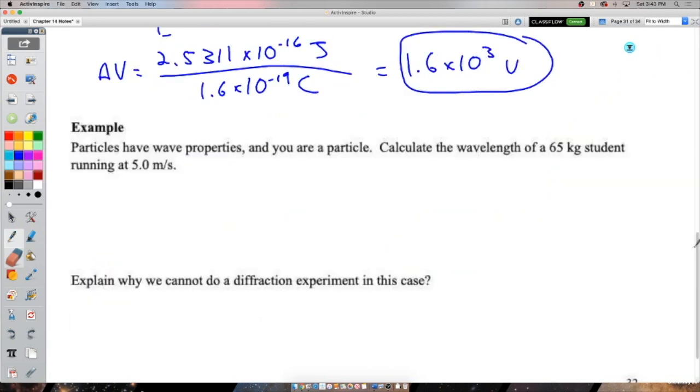All right, particles have wave properties, and guess what? You're a particle, okay? So you're a wave, right? Wave-particle duality, you are both. Calculate the wavelength of a 65 kilogram student running at 5 meters per second. So can we figure out lambda? Again, this is not on your formula sheet. You have to either memorize or derive it from the fact that p equals p, but we're ready to just plug in already.